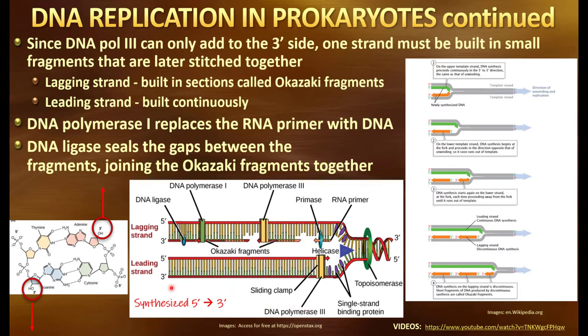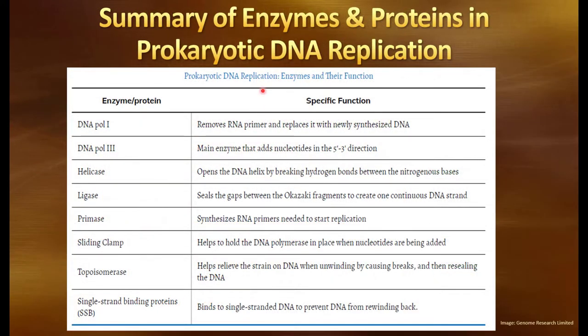The other thing that was mentioned in the video that we don't have here is that it talked about the primers being taken out by the exonuclease, which is an enzyme that removes bases, and then filled back in using polymerase I. This gives us a summary of some of the enzymes and proteins that were important. Polymerase I, which is the one that replaces the primer. Polymerase III is the main enzyme that adds those nucleotides in that 5' to 3' direction.